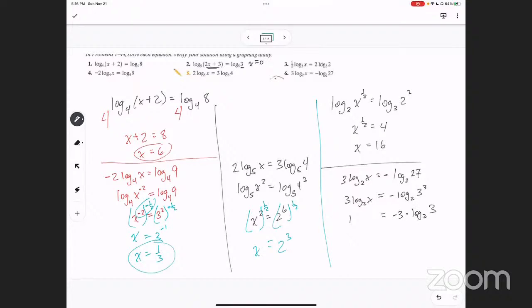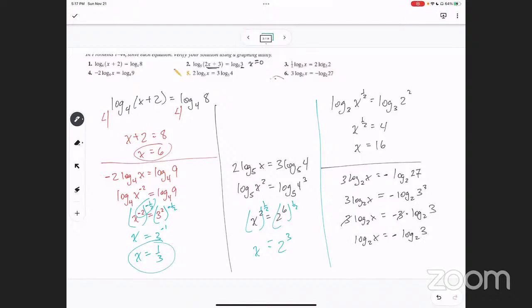And how about on the left side? You can cancel out the negative 3 and the 3. Yeah, you can cancel out the two 3s. Okay. Got it. I still have a negative 1 though, right? Yeah, so it's negative log base 2 of 3 equals log base 2 of x.